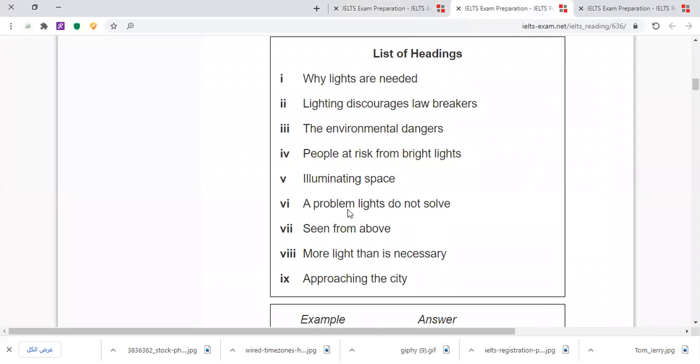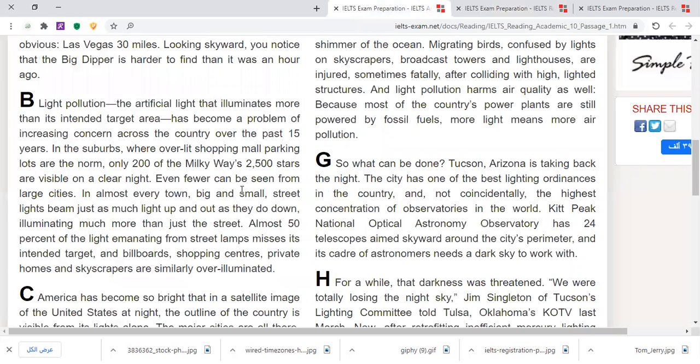Right. A problem lights do not solve. Did he talk about a problem here? Yes, he talked about the problem of lights, but did he talk about a problem that I cannot solve? No. No. Again.